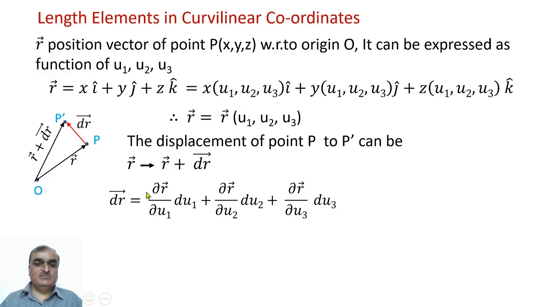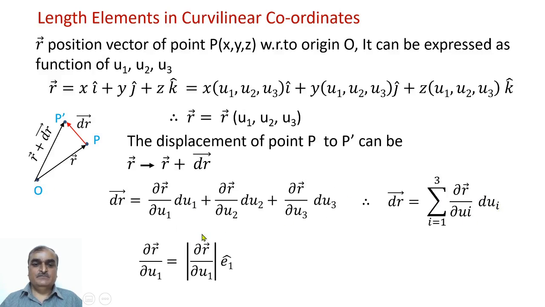This is the displacement along the u1 curve, this is the displacement along the u2 curve, and this is the displacement along the u3 curve. Therefore, the total displacement dr bar is given by this expression. In general form, this may be written as the sum, i varies from 1 to 3, of ∂r bar by ∂ui into dui. Then we get this expression.